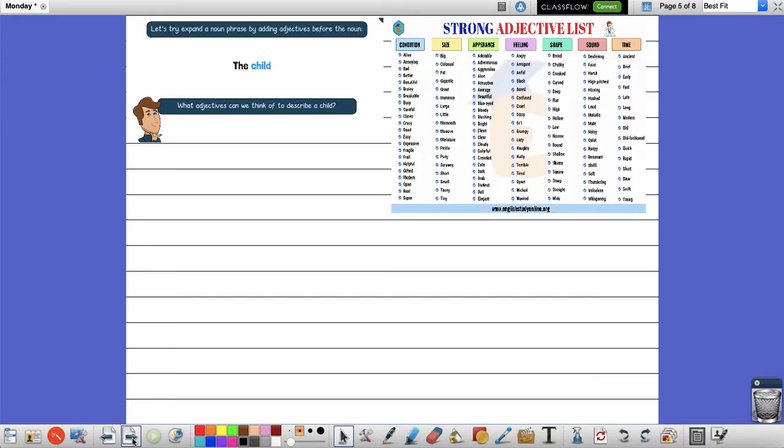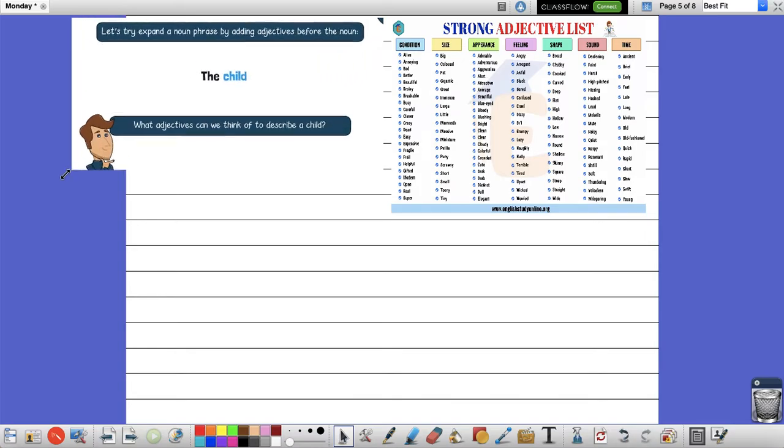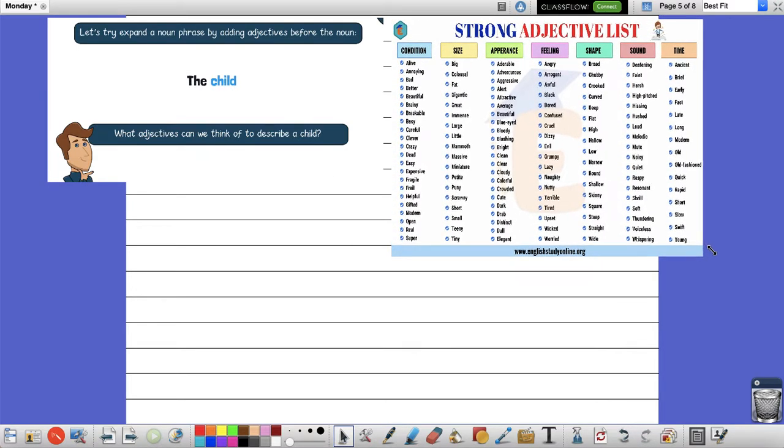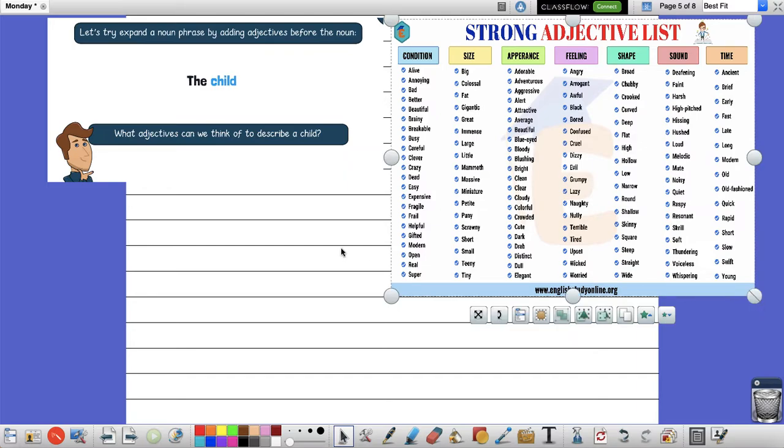Okay, so we're now going to have a look at writing some expanded noun phrases. So we have been given a challenge. It says here, let's try to expand a noun phrase by adding adjectives before the noun. What adjectives can we think of to describe a child? So I've given you here as well a strong adjective list. You might have some other ones that you've got an idea of.